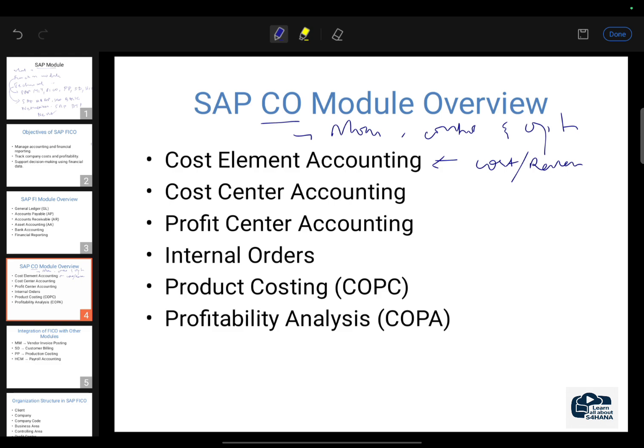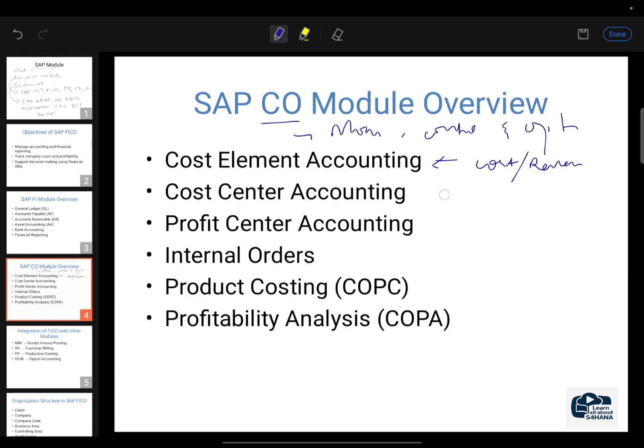Actually, this cost element acts as a bridge between financial accounting and cost controlling, cost tracking. So every expense posted in financial accounting flows into cost controlling through this cost element accounting.